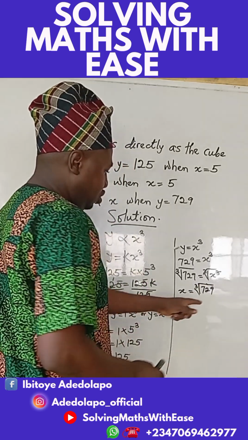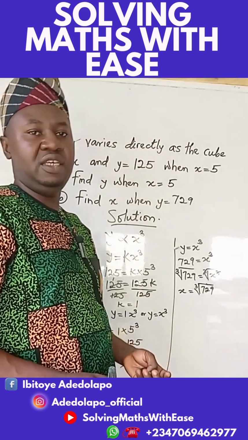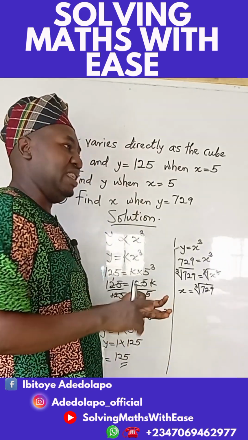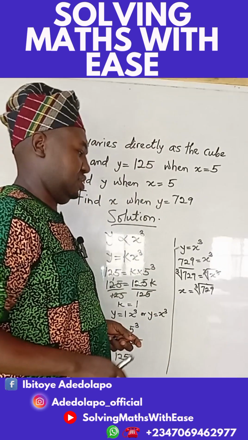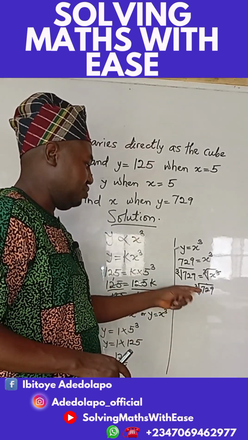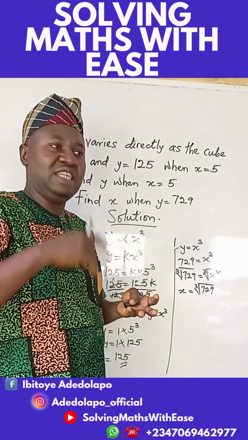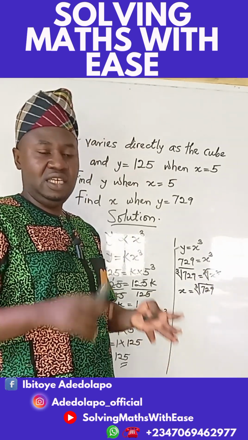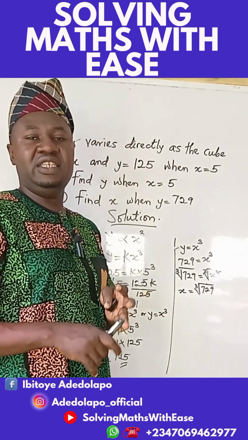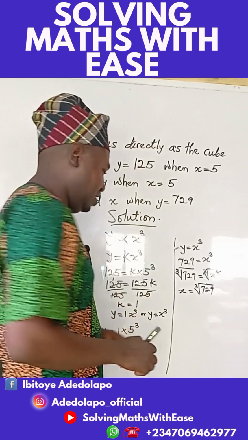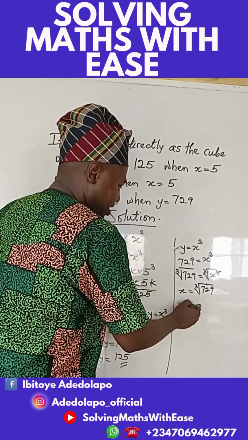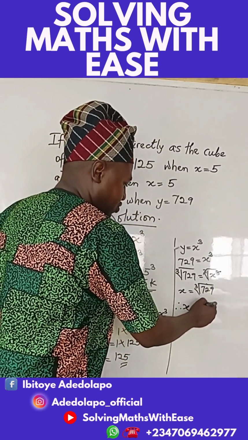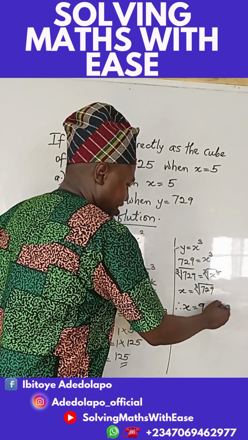729. Now, the cube root of a number is a number that can be multiplied 3 times to give us this number. So what is the number that we can multiply 3 times that will give us 729? And that is 9. 9 times 9 is 81, and 81 times 9 will give us 729. Therefore, x equals 9, and that's our final answer.